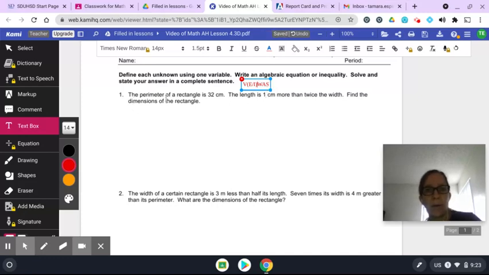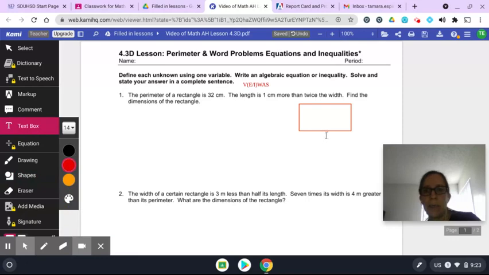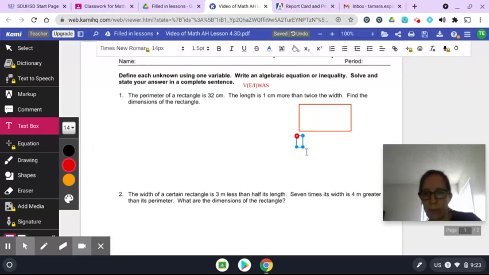Okay, the perimeter of a rectangle is 32 centimeters. The length is one more than twice the width. Find the dimensions of the rectangle. Okay, so I might want to think about what I am doing here. I have a rectangle. So here's my little rectangle, and I have to remember what perimeter means. I know perimeter means the distance around the rectangle. So my perimeter expression: perimeter is equal to 2 lengths plus 2 widths.